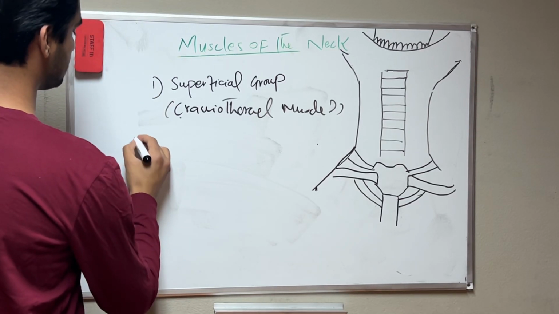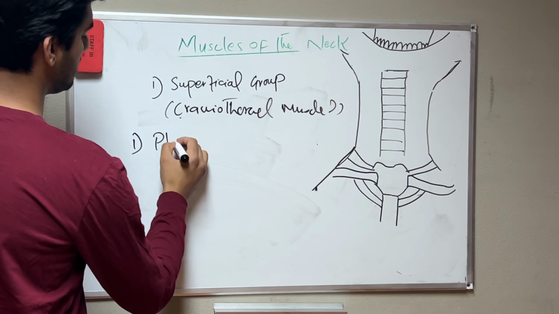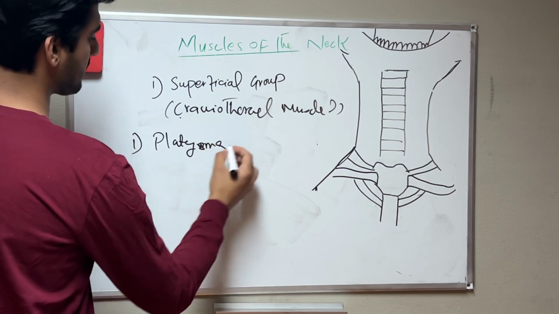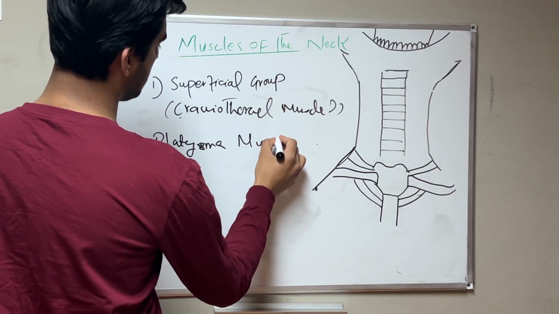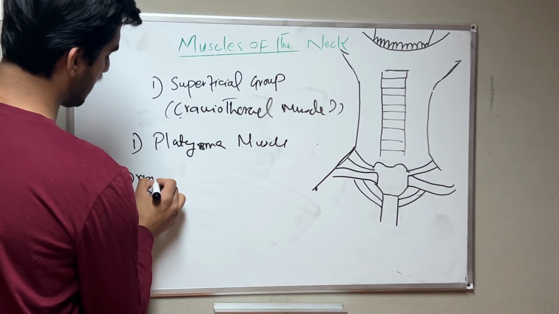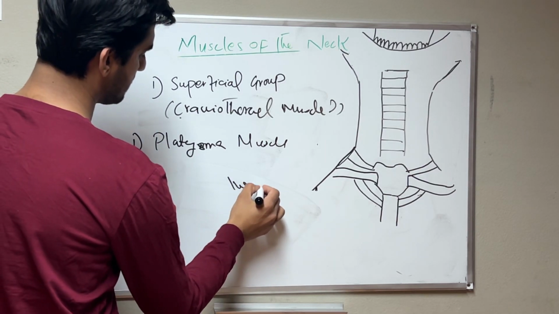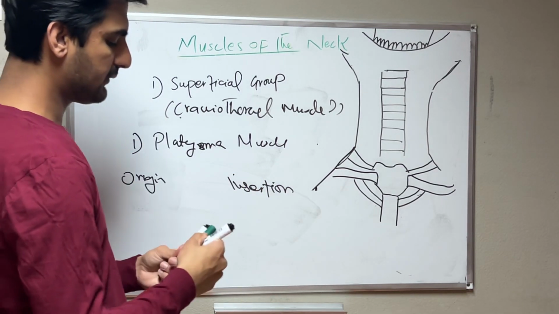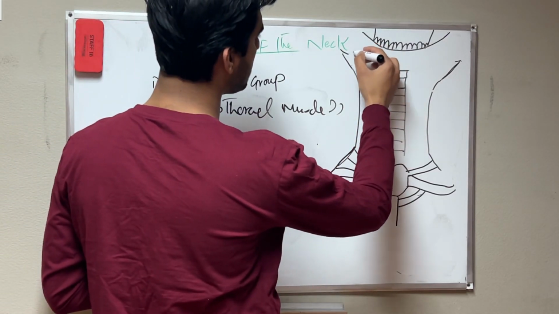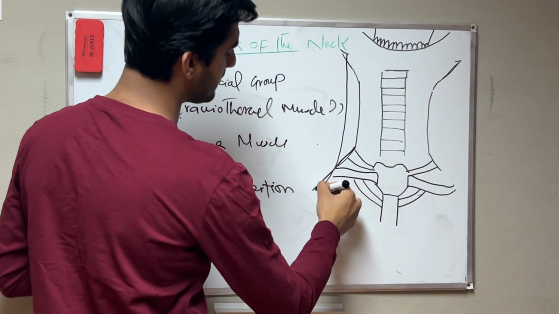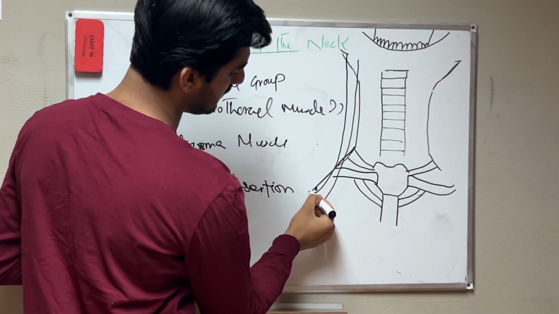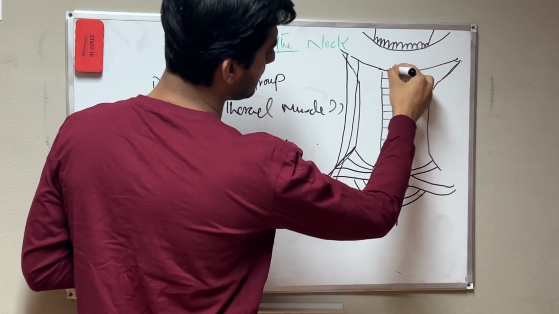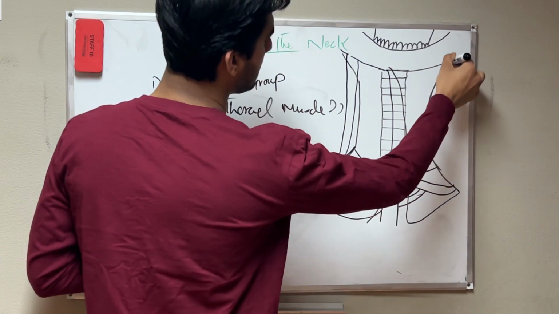First we have the platysma muscle, origin and insertion. First we are talking about the platysma muscle. This is the platysma muscle, the origination like that, from here.